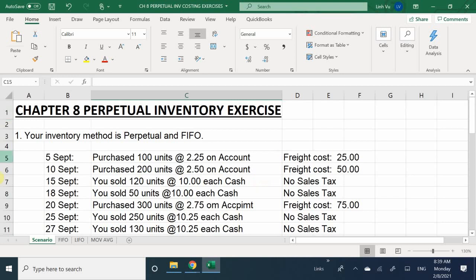Okay, so here your inventory method is going to be perpetual and it's FIFO. So what happened on September 9? Purchase 100 units at $2.25 and freight cost $25.